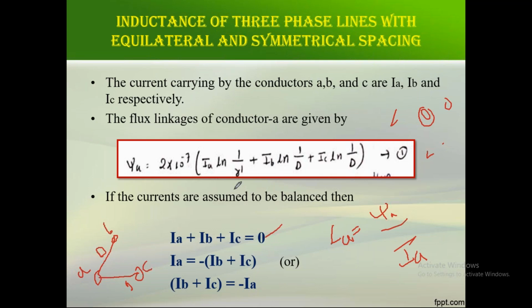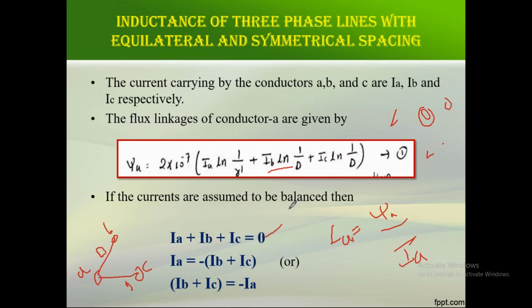So we are considering here 3 conductors 1, 2, 3. From A, this is AA, that is the distance between self distance. It is called the self distance, and the second term is obtained from the distance between conductor A to B: 1 by D, plus IC ln 1 by D. So this is the equation.